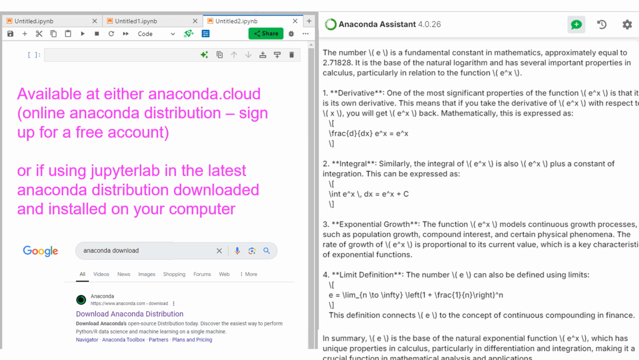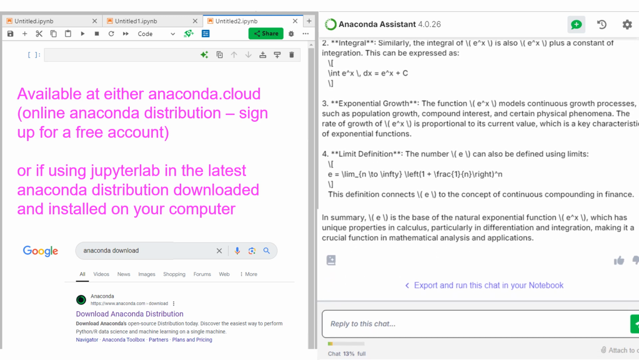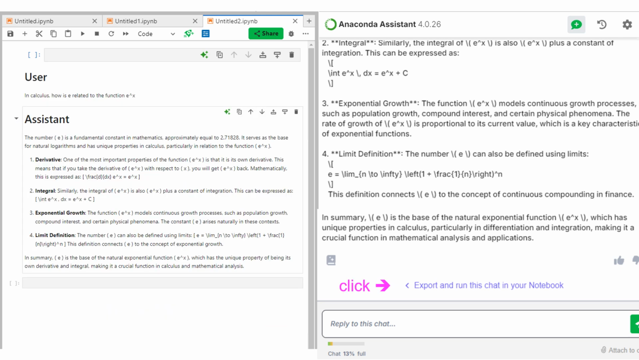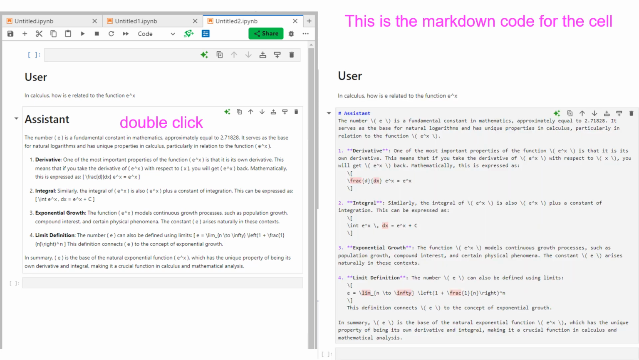But notice that it didn't really know what kind of formatting you wanted. So now we're going to have to do some work. So click and export this into the notebook. And it doesn't look quite right, but we can double click on the cell. Notice we're now using our knowledge. We get the markdown code and we realize what needs to happen is the backslash parentheses and the backslash square brackets need to be changed to dollar signs.